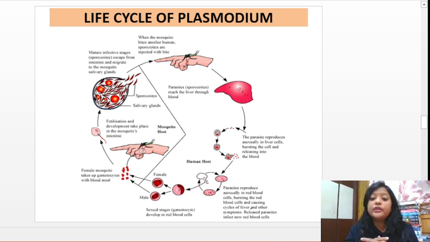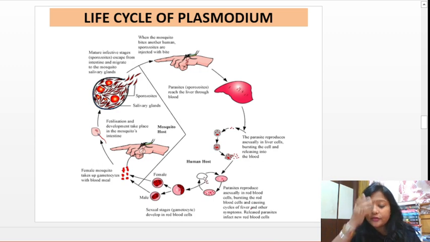It will reproduce there asexually in the liver cells, and it will lead to the bursting of those liver cells, and it will release into the blood. Similarly, this parasite will again go to the red blood cells, RBCs, where again they will reproduce asexually, and again it will lead to the bursting of the RBCs. When this keeps on occurring, you will start feeling fever, and you will get other symptoms. So these parasites will keep on infecting new RBCs.